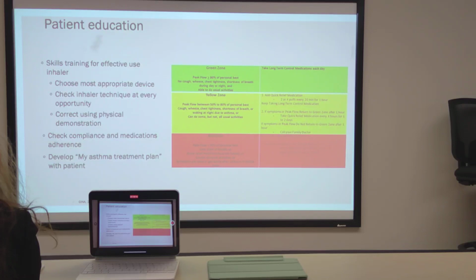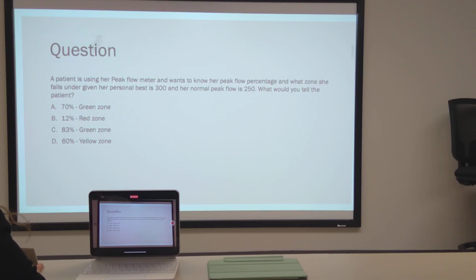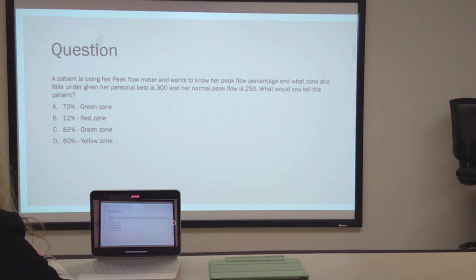So you have a patient using their peak flow meter who wants to know her peak flow percentage and what zone she falls under. Given her personal best is 300, however, a normal peak flow is 250, right? Based off the chart, there'll be a chart. The reason why I say this is because each peak flow comes with its own chart, so I can't put one in here because sometimes they just look different. But anyways, her normal peak flow is 250. However, when she was breathing, she checked it 3 times, and her personal best was 300. So now we need to see what percentage she is, and that will help us determine what zone.